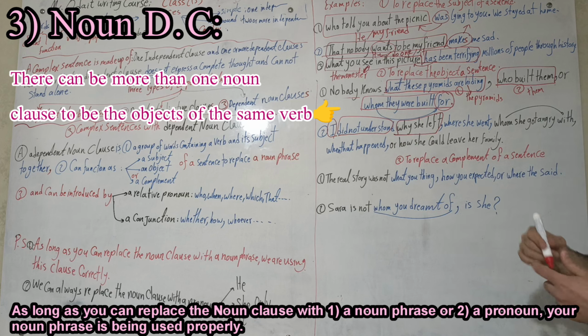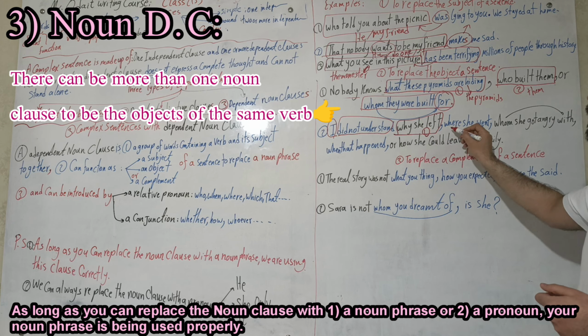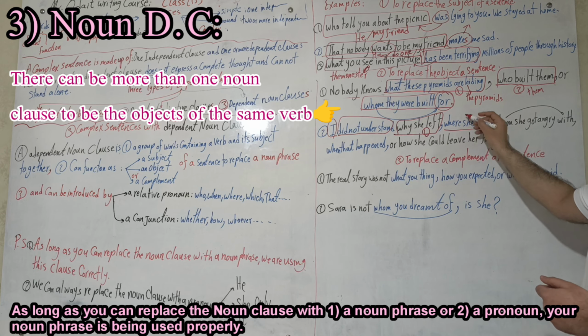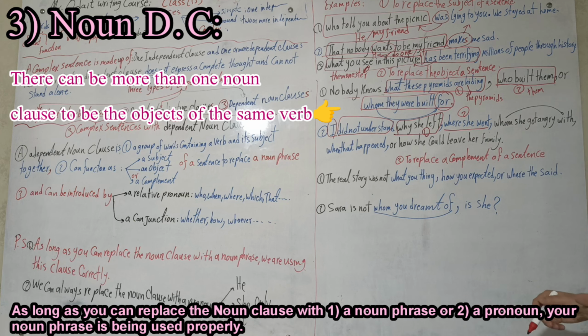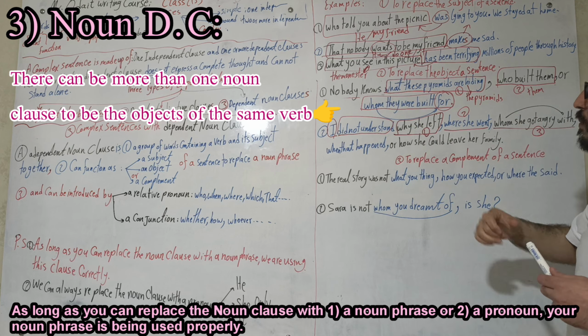So I didn't understand why she left. Number two, I didn't understand where she went. Number three, I didn't understand whom she got angry with. Again, my friends, when we use whom, we have to use a preposition generally. This is the third noun clause which functions as an object.